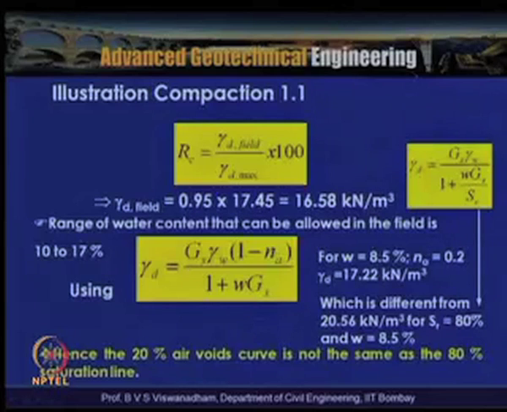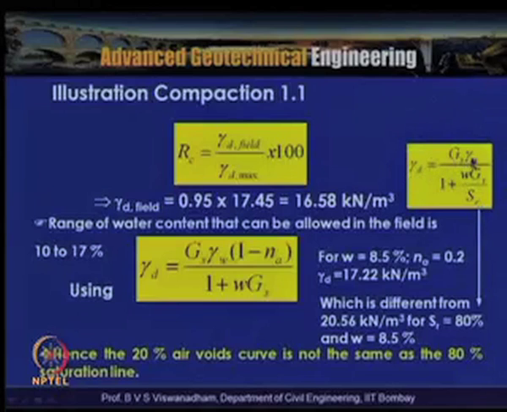Now, the discussion about the 20% air voids curve and the 80% saturation line, whether they are the same or not. We know that for the 20% air voids line, we can compute gamma d equals Gs gamma w into (1 minus na) divided by (1 plus w Gs), where na is the percentage air voids. This yields, for na equal to 0.2, that is 20% air voids, and at a water content of 8.5%, gamma d as 17.22 kilonewton per meter cube, which is found to be different if you try to compute for 80% degree of saturation.